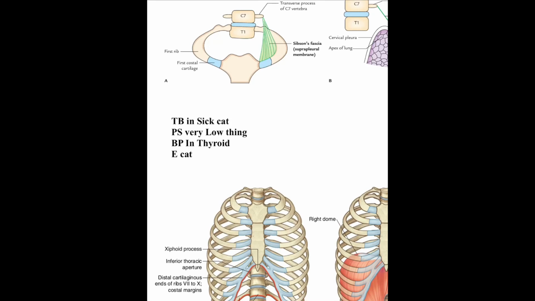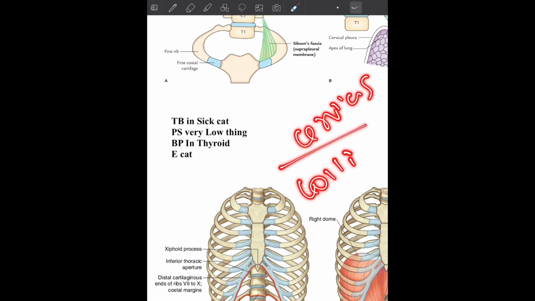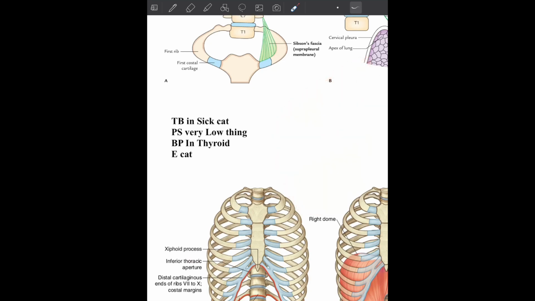The muscles that pass through the thoracic inlet, there are three muscles: sternohyoid, sternothyroid, and longus colli, or longus cervicis. This is the same, cervicis or colli, both are the same. So you need to remember these three muscles.